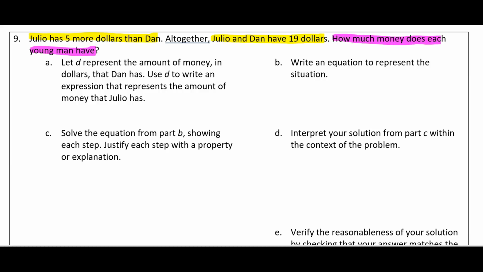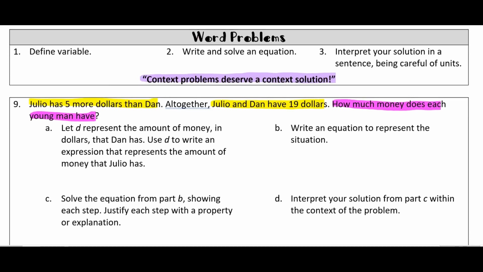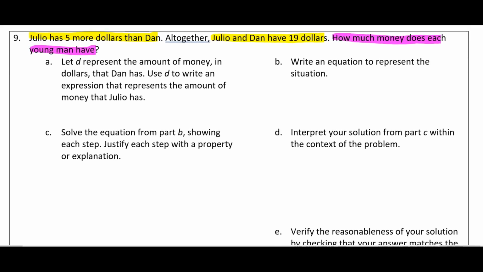Now, on part A here it says, let D represent the amount of money in dollars that Dan has. So they have actually told us what our variable is. So up here where it says define a variable, sometimes the problem does that for you. So in this case, our D represents the amount of money in dollars that Dan has. We don't have to define the variable because they've already done it for us.